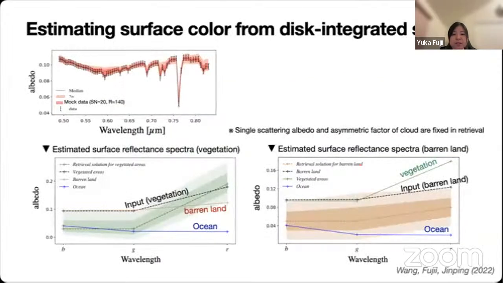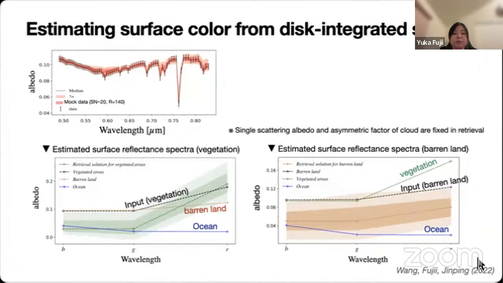Fei Wang, who is now at the University of Hertfordshire, and I examined whether such wavelength dependence of surface color could be constrained in the retrieval framework from the disk-integrated spectra. And so we made mock spectra of an Earth-like planet. A typical retrieval analysis focuses on estimating atmospheric composition, assuming gray surface albedo. But in this work, we parameterize the wavelength-dependent surface reflectance by interpreting the albedo at 3 bands: blue, green, and red.